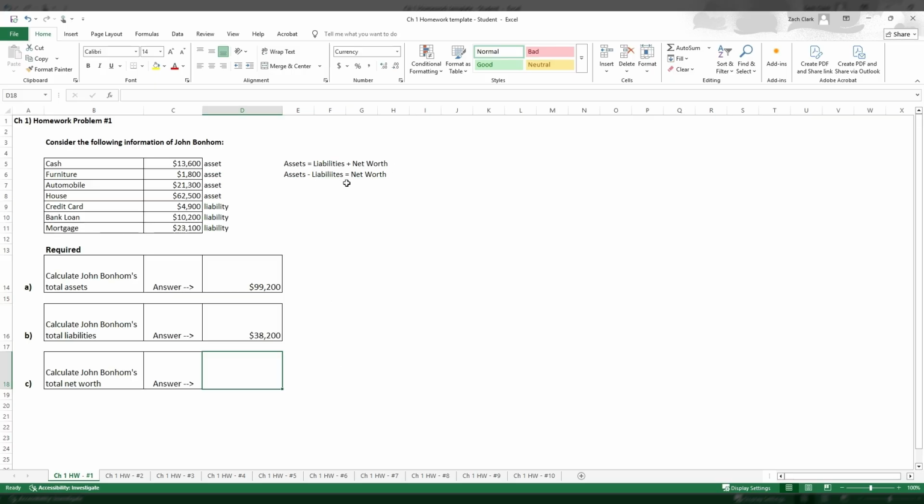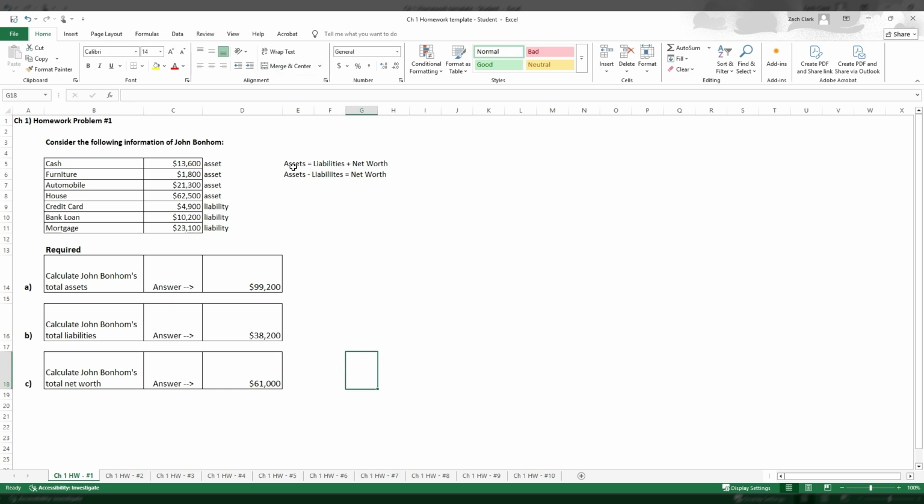And then we're going to look up here to our fundamental accounting equations and say, okay, it doesn't tell us what net worth is here, but we know assets, we know liabilities, so now we can just take the difference between those. So we'll say equals assets minus liabilities, and that comes out to $61,000.